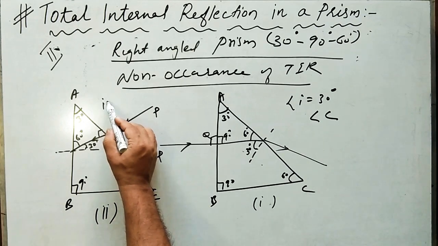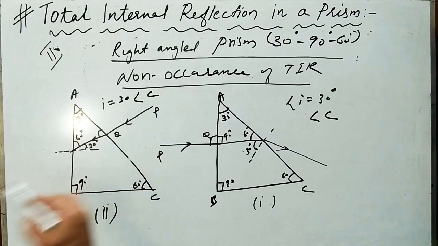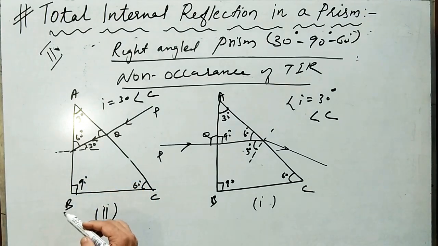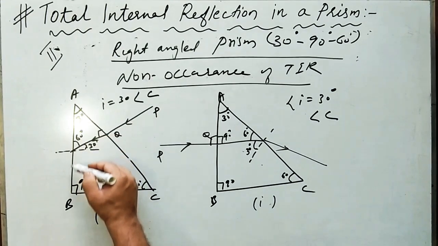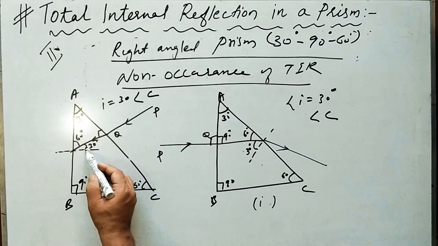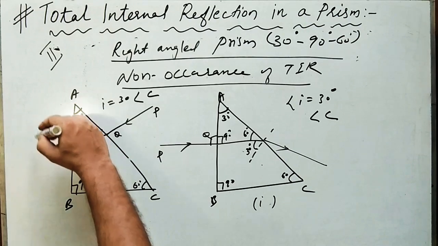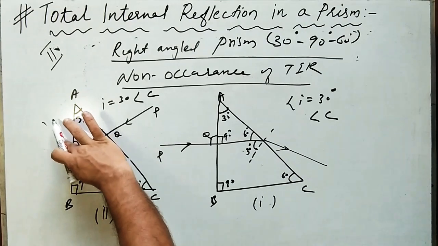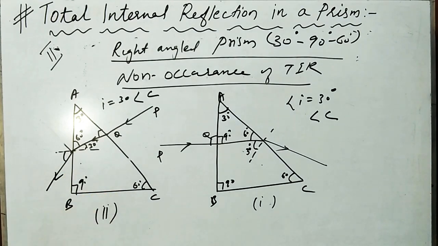So the angle of incidence here also is 30 degree, which is less than the critical angle for the glass-air interface, and as a result, what will happen? It will not suffer any total internal reflection here at the surface AB. It will suffer refraction and it will deviate away from the normal, since it is emerging from denser medium to rarer medium. You can see that there is no total internal reflection taking place in both of these cases.